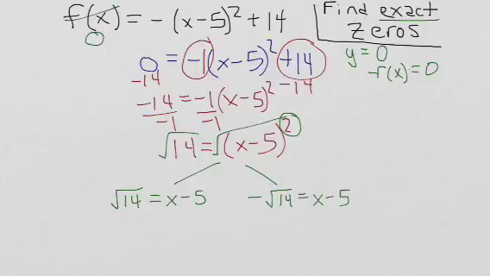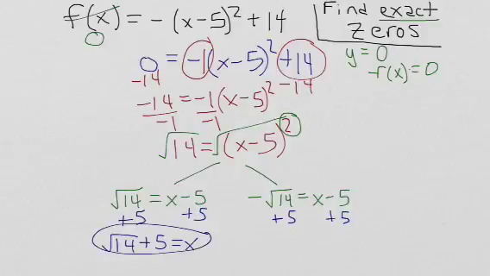Now at this point, we just have to add our 5's on both sides of both equations. And remember, square roots and non-square roots can't be added, so we get an answer of square root 14 plus 5 equals x as one of our solutions, and negative square root of 14 plus 5 equals x as our other solution.